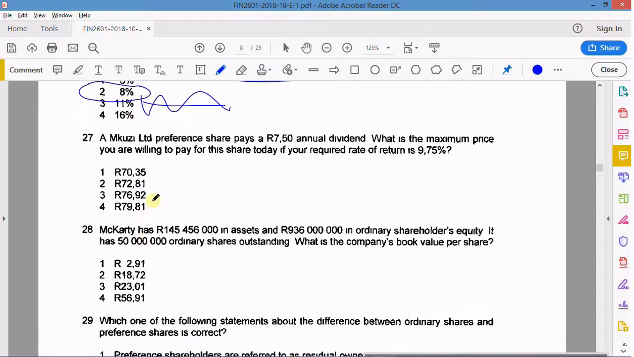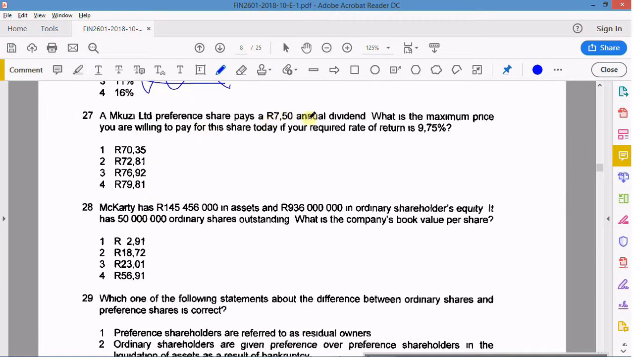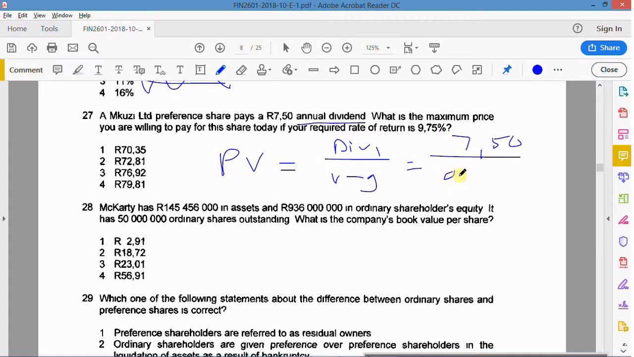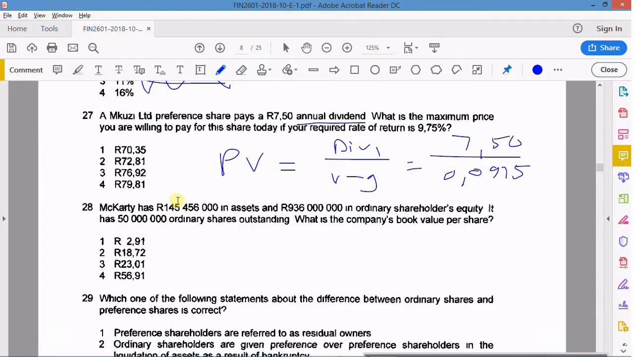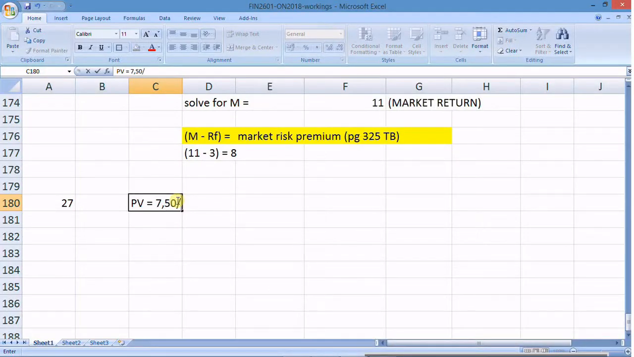All right, question 27. M Limited preference share pays that annual dividend. What is the maximum price that you're willing to pay for the share today if your required rate of return is that? That's Gordon growth with no growth. Div 1 over R minus G. The dividend is 7.5%. 7.5 divided by the rate, which is 0.0975. No growth. Do you agree? Okay, let's put that in. PV equals 7.5% divided by 0.0975.